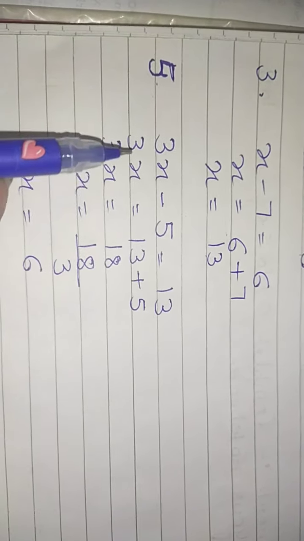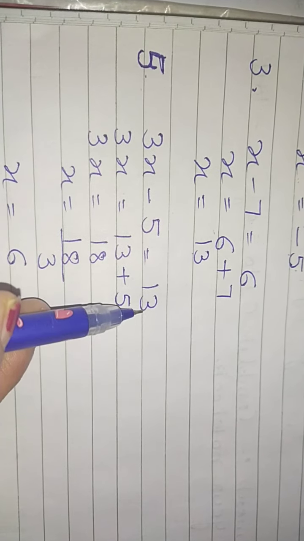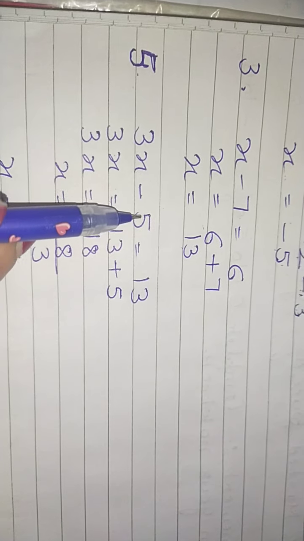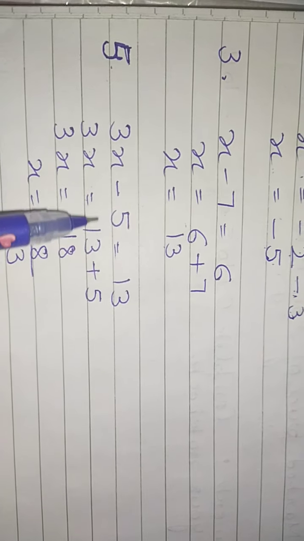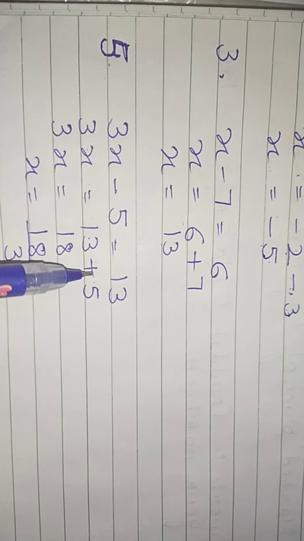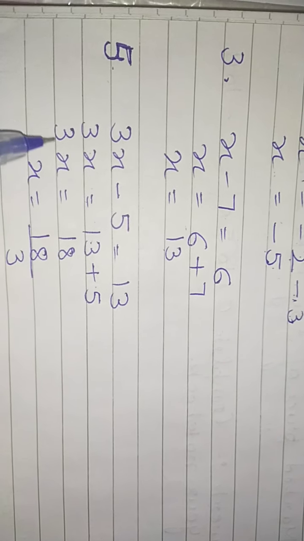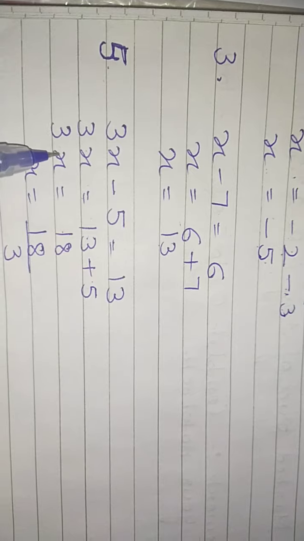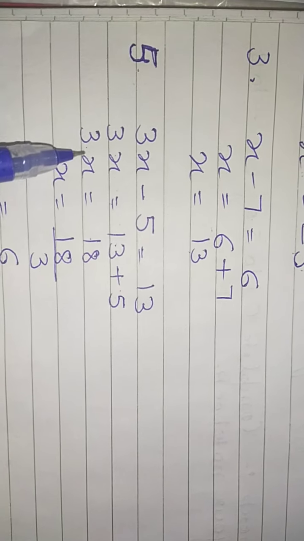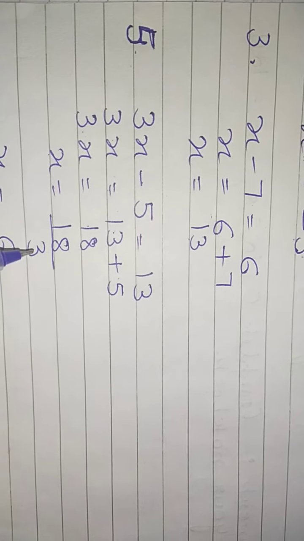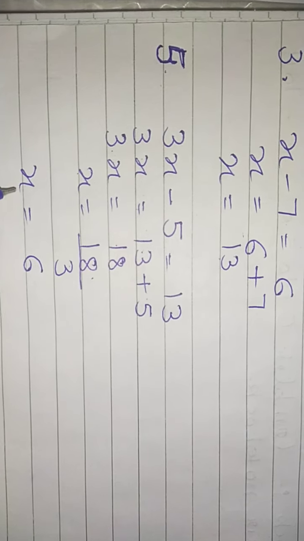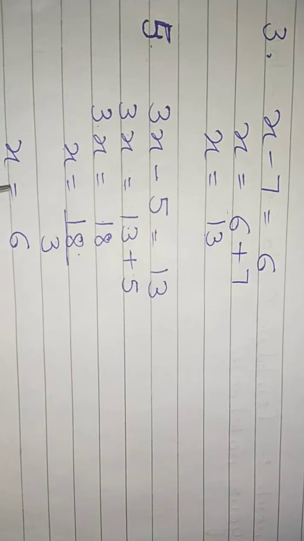Question number 5 is 3x minus 5 is equals to 13. 3x is equals to, first of all we will transpose this 5. So the equation becomes 3x is equals to 13 plus 5. The sign will also change. So 3x is equals to 18. Now we will transpose this 3. Here it is multiplied with x, so on transposing it will be divided, 18 divided by 3, and the value of x is equals to 6.